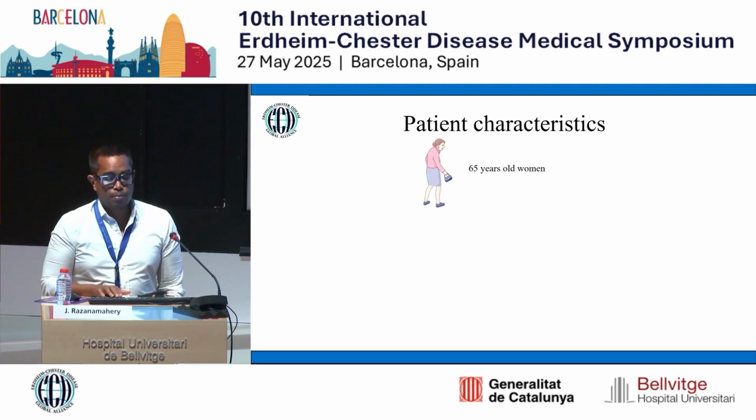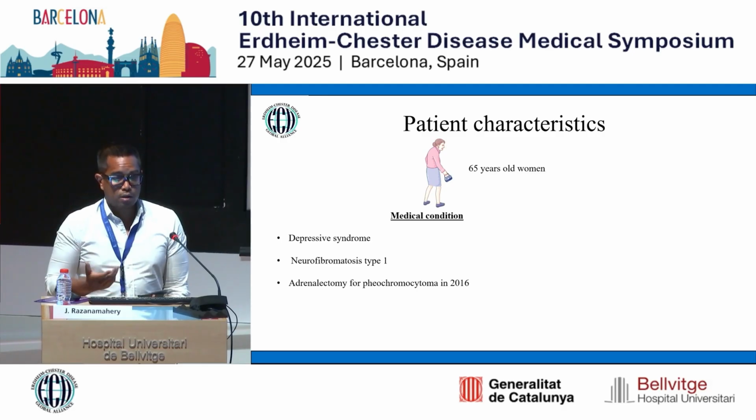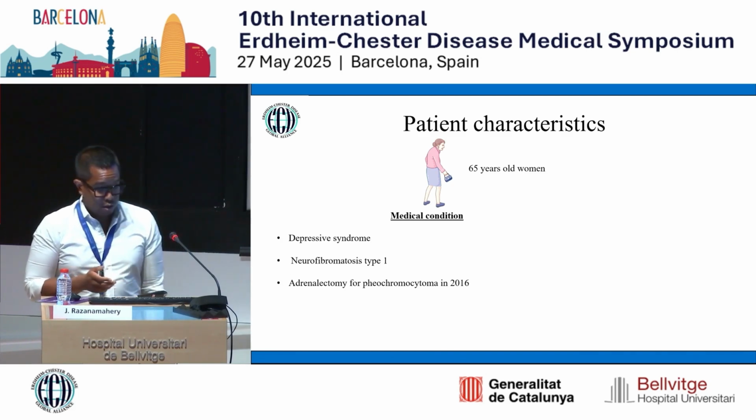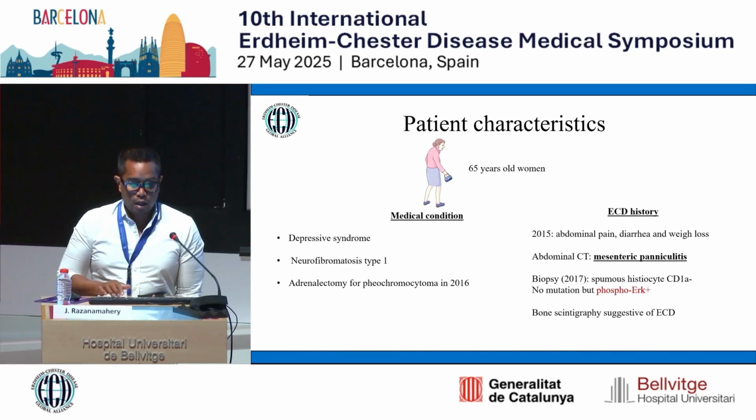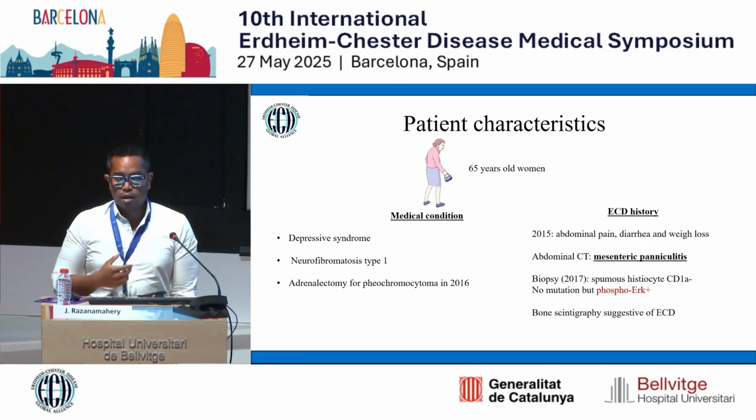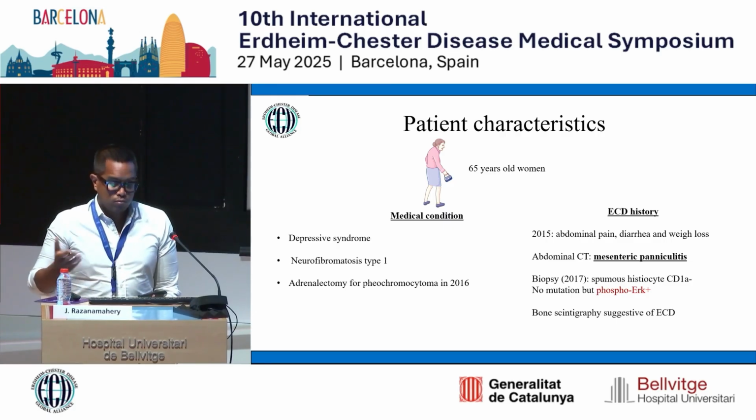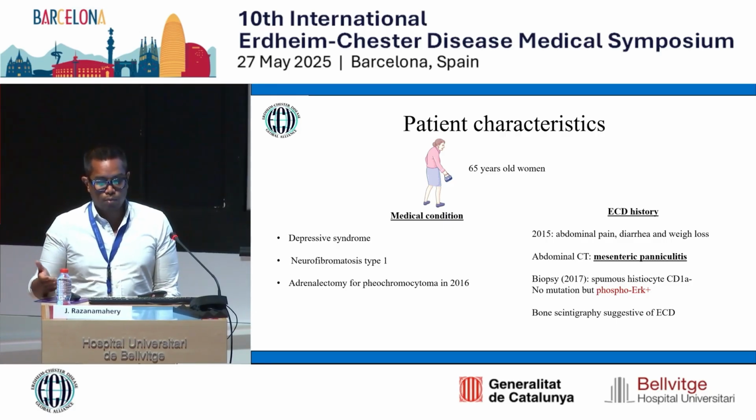So this is the case of the patient. She's 65 years old, with medical history of depressive syndrome, neurofibromatosis, and she had a pheochromocytoma with surgical removal. And the ECD history started, I think, in 2015 with abdominal pain, diarrhea, weight loss. But at first, the symptoms were thought to be related to the pheochromocytoma. But despite the surgery, the symptoms persisted. So the abdominal CT showed mesenteric panniculitis.